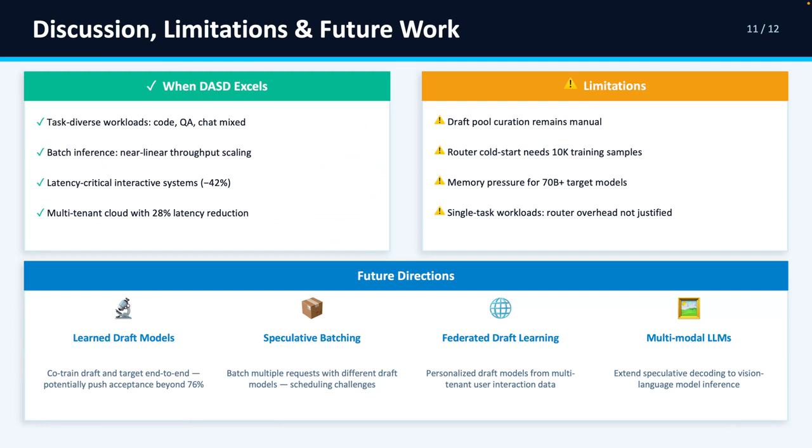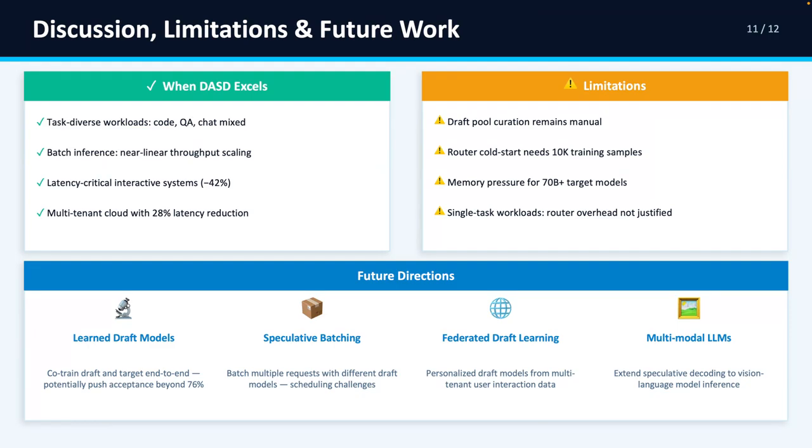So let me now discuss where DSD works best, where its current limitations lie, and where we see the most promising future directions. DSD delivers the largest gains in three scenarios. First, task-diverse production workloads: mixed queries, code generation, factual QA, conversation exchanges, batch inference, latency-critical interactive systems, multi-tenant cloud with 28% latency reduction. But there come limitations.